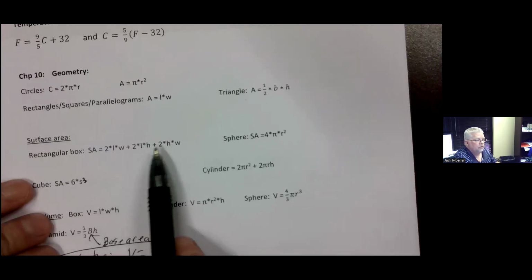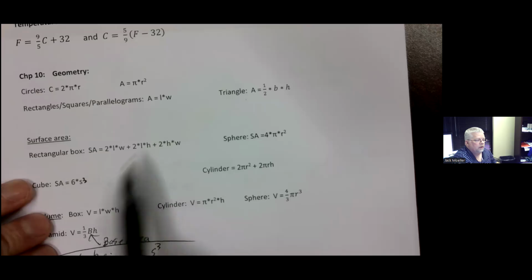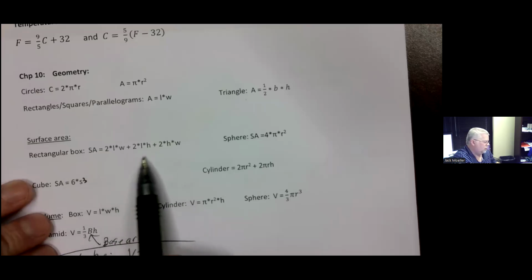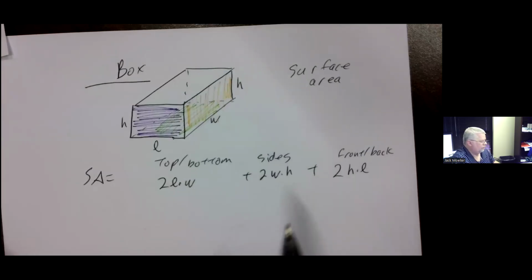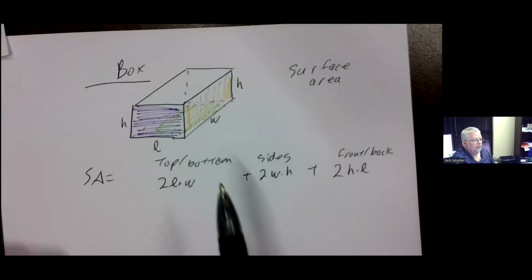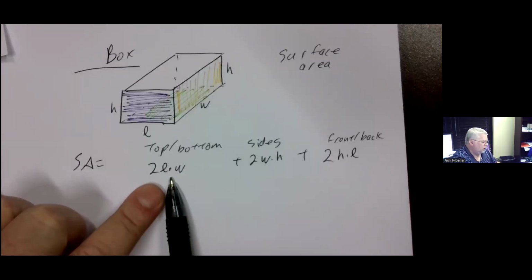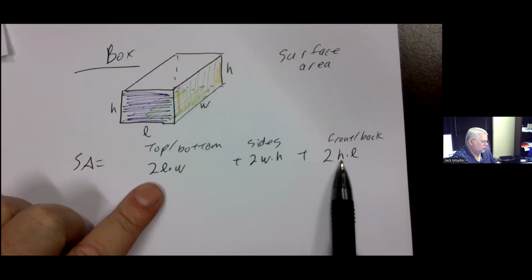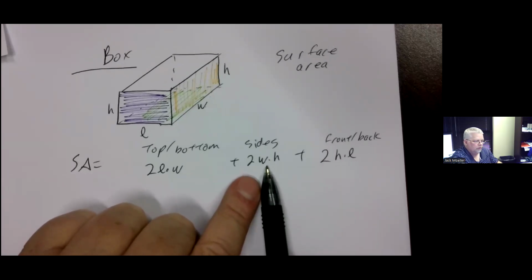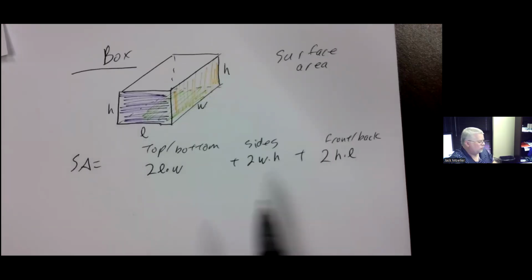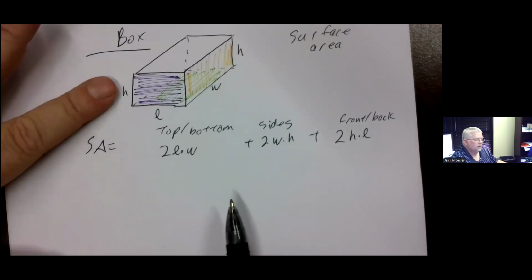2 times length times, so if you notice, length and width, length and height, and then width is with height. So basically that formula is just getting us the area of the top and the bottom, both sides, and the front and the back. So when you're doing this, just make sure that length goes with width and length goes with height, and also the width and the height have to go together as well. So that's where the formula for the surface area of the box is coming from.